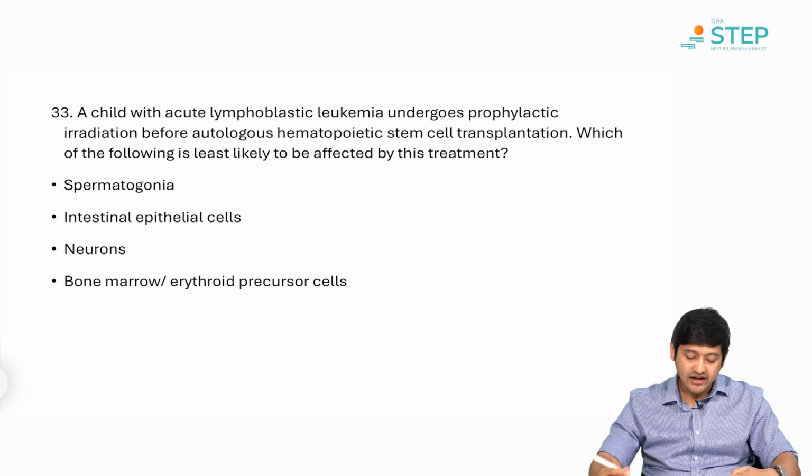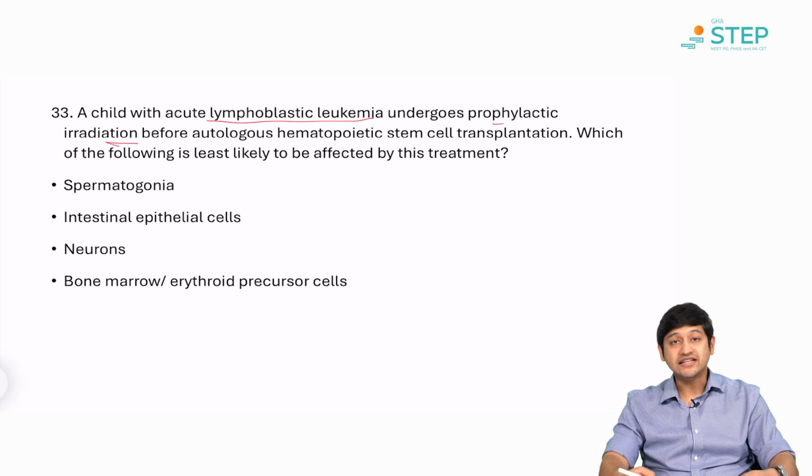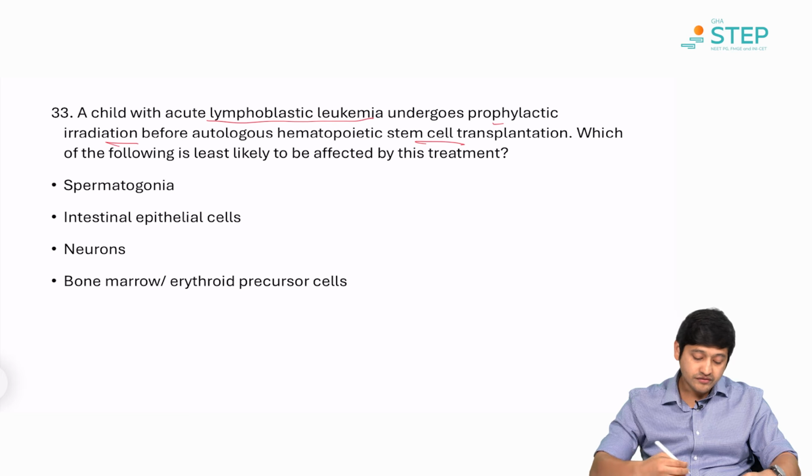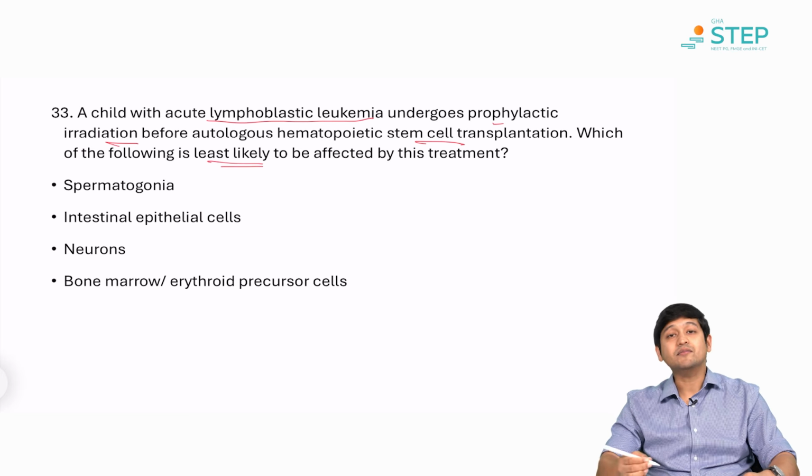Alright, so in a child with acute lymphoblastic leukemia, ALL, he undergoes prophylactic irradiation before receiving a stem cell transplant. So you want to wipe out all of his native marrow before giving him new marrow or transplanted marrow. Which of the following is least likely to be affected by this treatment?